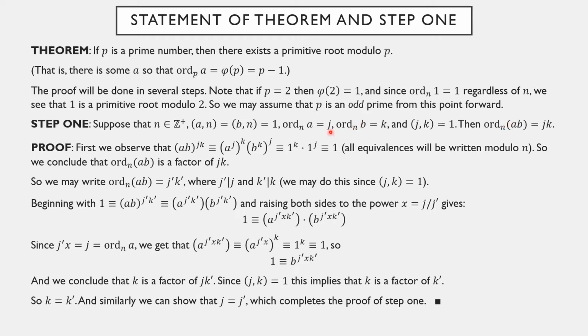So in short, if I have the order of two different things, and those orders are relatively prime to one another, then the order of the product is the product of the orders.